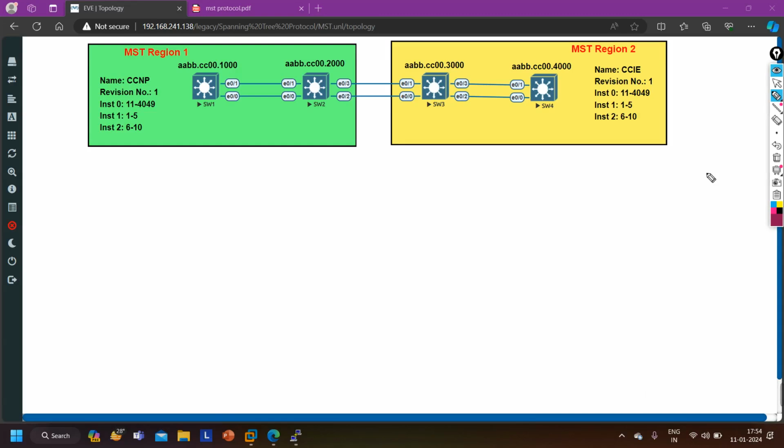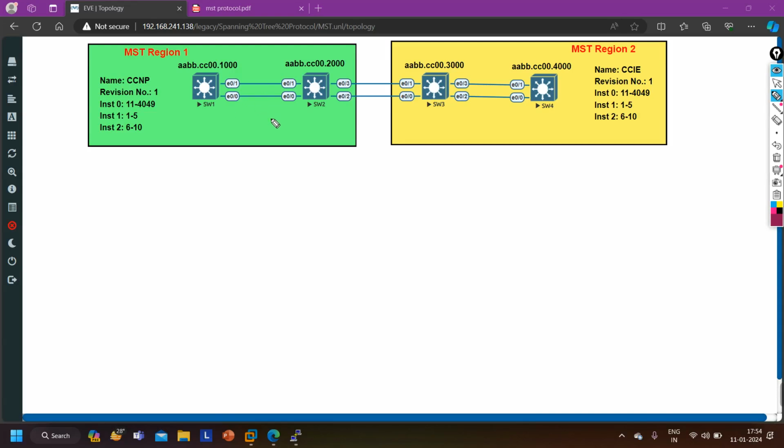Guys, today in this video we are going to understand MST inter-region concepts. See guys, in the last video we discussed MST intra-region, right? We also discussed the theory parts of MST inter-region, but we didn't perform the practical lab. So today we are going to discuss more about MST inter-region.